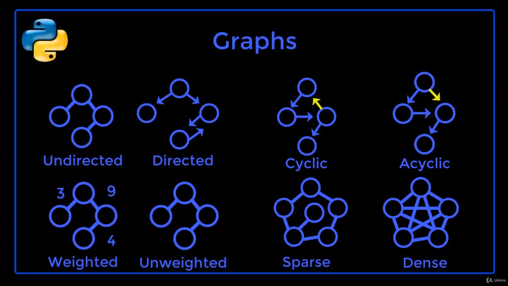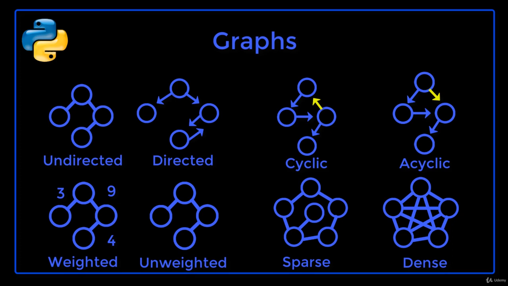A cyclic graph is when there is at least one cycle in the graph. An acyclic graph does not contain cycles. If a graph has significantly less than n squared edges, where n is the number of nodes, it is said to be sparse. For example, a graph with n nodes and n edges, or even 2n edges, is sparse.